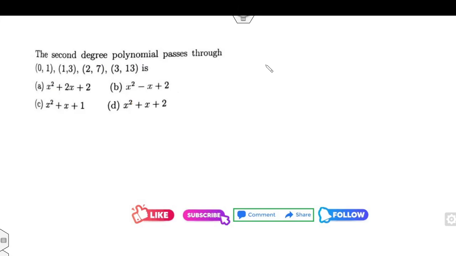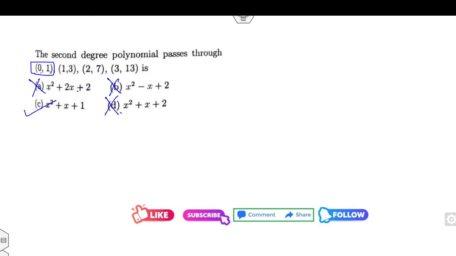Look at this another one. The second degree polynomial passing through these points. What is the first method? Look at 0, 1. If I substitute x as 0, it is not 1. It is not 1. It is not 1. So C is my right answer.